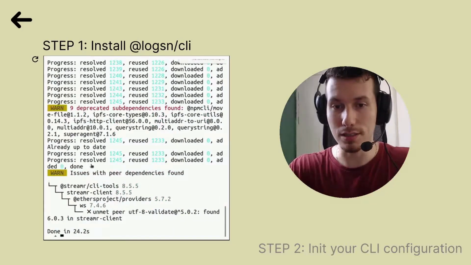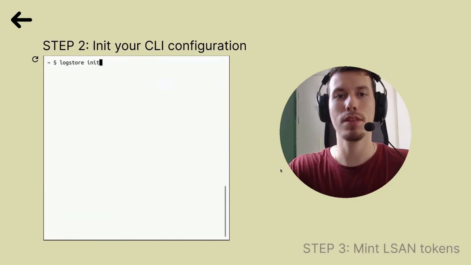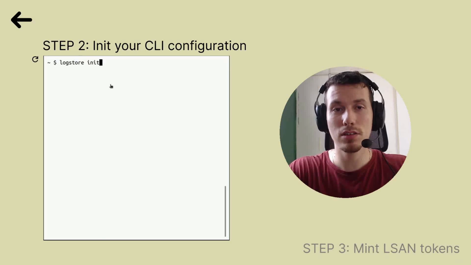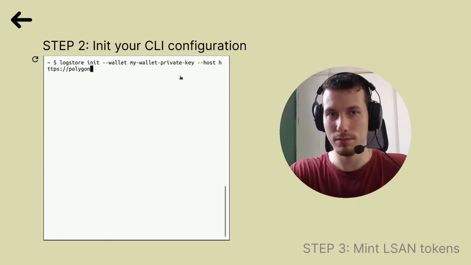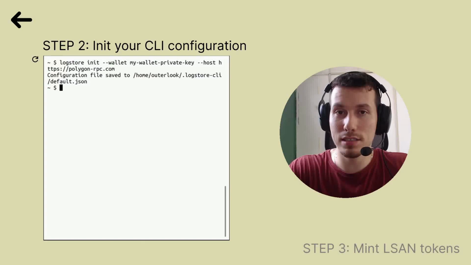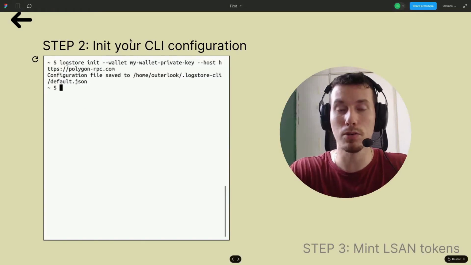And once this is installed, we are able to go to step 2, that is initiating our configuration of the CLI. By using the LogStore init command, we are able to set up what is our wallet and what is the host that we are using, the RPC that we want to use on Polygon. And this is needed just to enhance the user experience so we don't have to put our wallet or this host on every command while using the CLI.